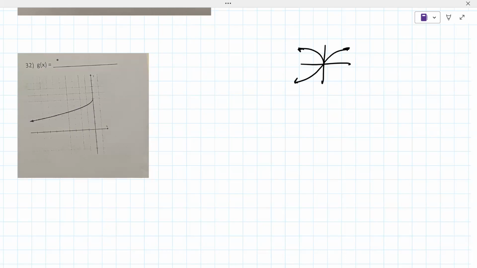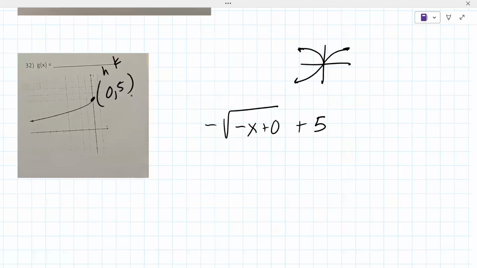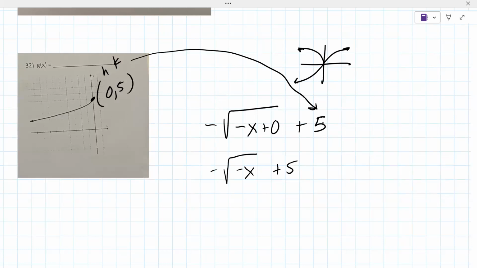Okay. Negative square root negative x plus 0 plus 5, or minus 0 plus 5. And a +5 on the outside. So you don't need the 0 because you're going up 5. Like this is still 0, comma 5. That's why k is still 5. You don't need the +0 in there, although it's good to write when you're first working it out, but then later on you don't. Right. Okay.